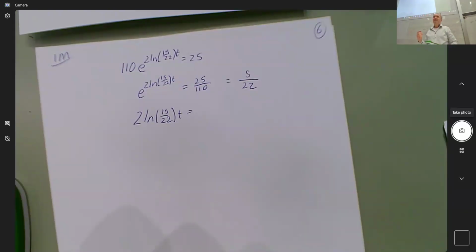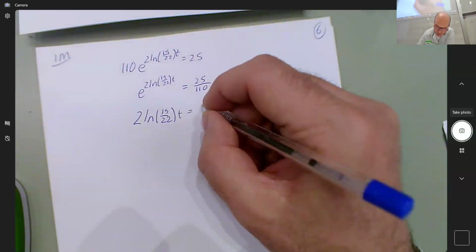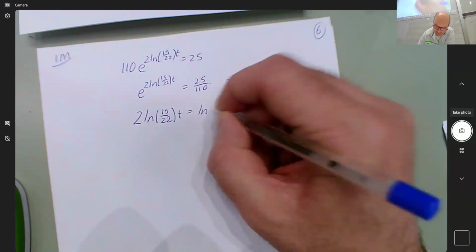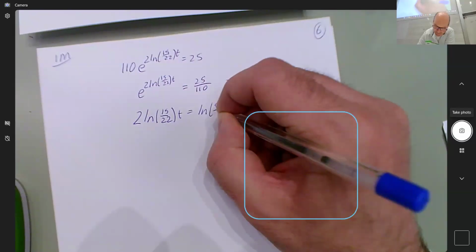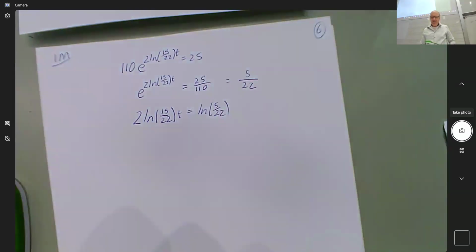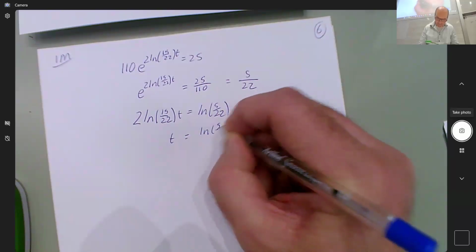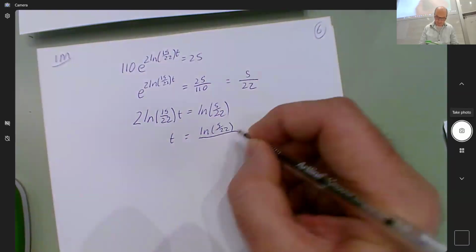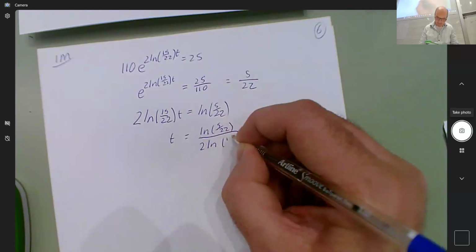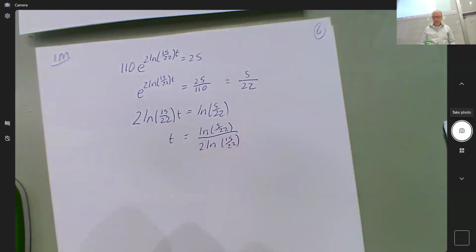Don't have to do it. I play with numbers a lot, so I'm actually quite good at doing it. ln of 5 on 22. Now, you might be going, but why would you want to do it that way, Nick? So I'm going to go t is equal to ln of 5 on 22 on 2 ln of 15 on 22. I feel like that's a bit of a pain, but we're going to work with it.